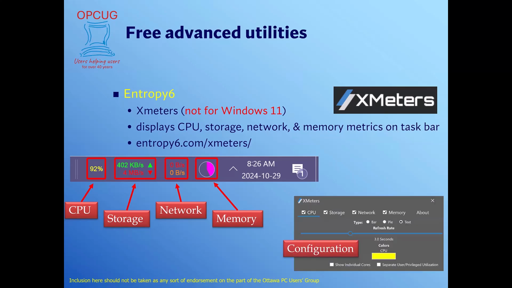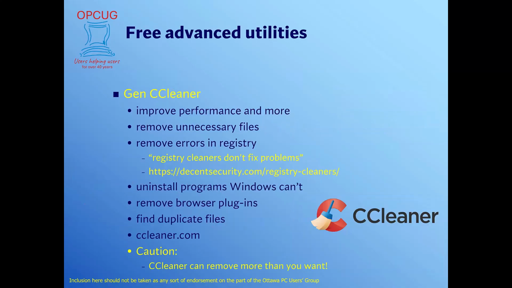Here's the configuration where you can toggle any of them on or off, choose whether you want each of the individual items as a bar chart, pie chart, or text. And the refresh rate you actually can't change in the free version. I think you can pay a couple of bucks or something and get something that will allow you to change the refresh rate. Now CCleaner.